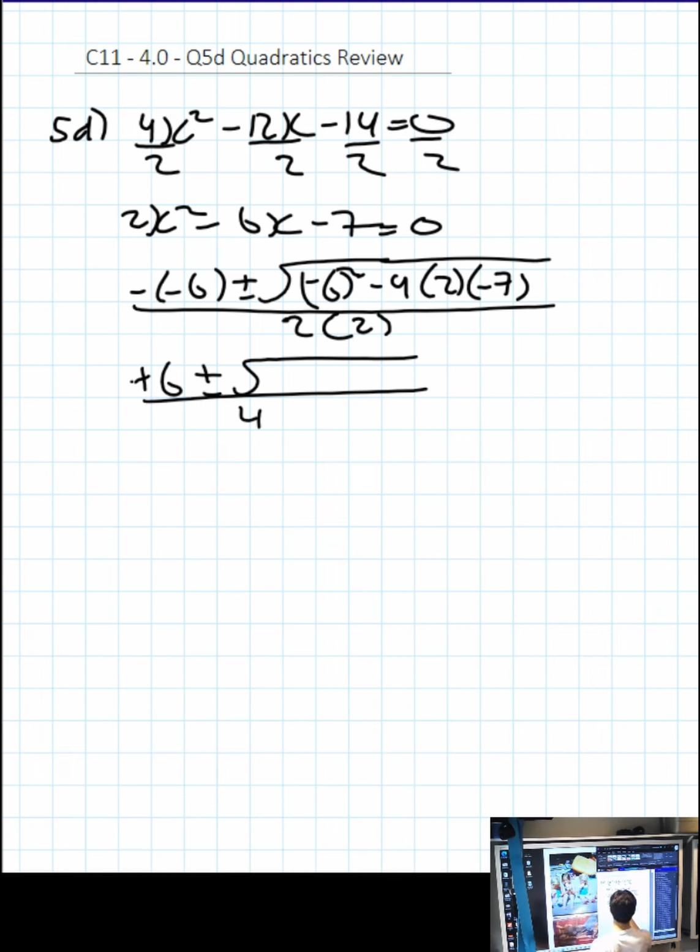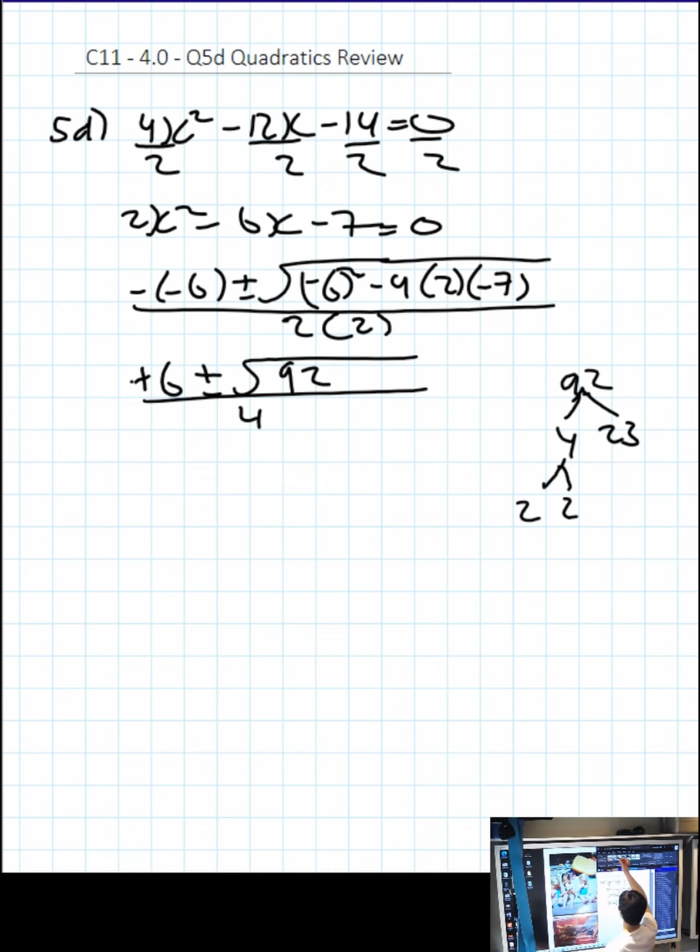One second, sorry, 36 minus 4 times 2 times negative 7. We're going to get 92, excuse me. So we're going to take 92 off to the right and do a prime factorization tree. And it's going to be 4 times 23, and it'll be 2 times 2. And 23 is prime.